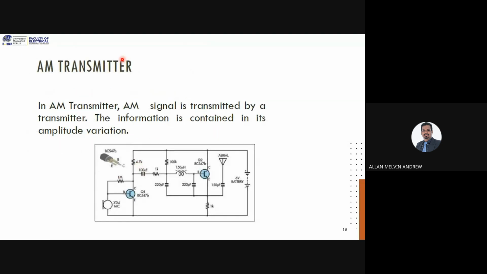Okay, so AM signal is transmitted by the transmitter. The information is contained in amplitude variation. When the amplitude is varying, the information is stored in between. Okay, so this is a circuit. Usually the circuit will be like this. You have a crystal to generate the carrier frequency. Then you have BJT circuits in order to create the modulations. And you have an aerial here.